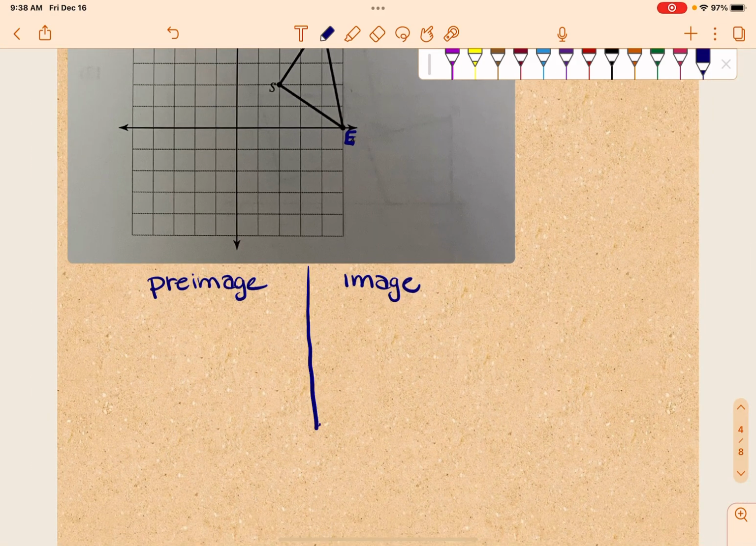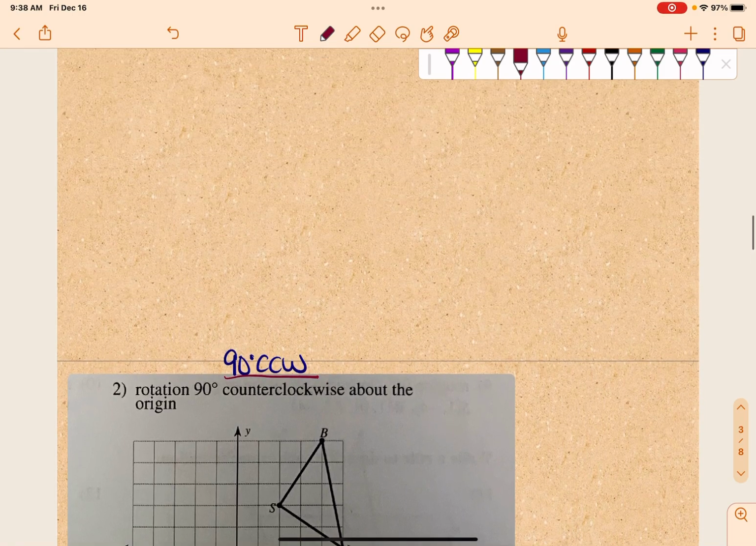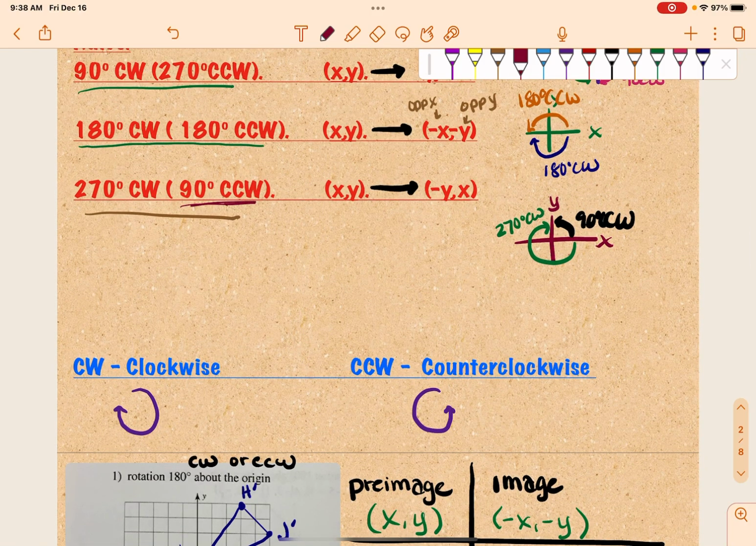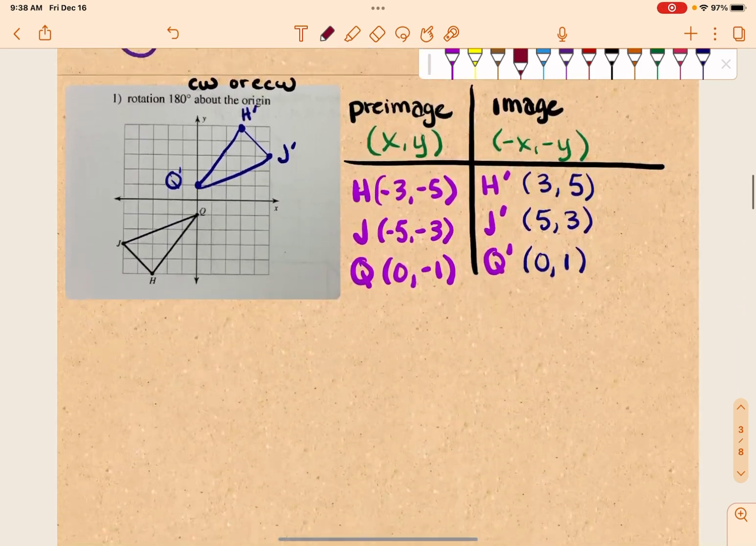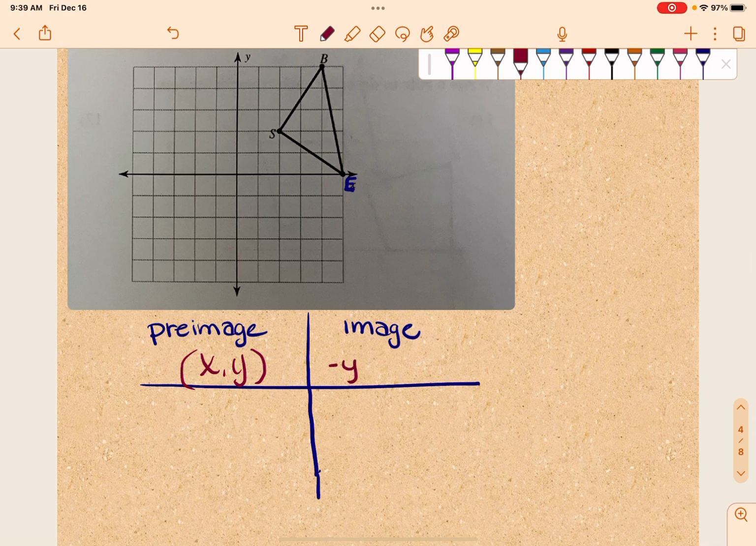Sorry guys, I'm trying to make enough room for myself to write here. Now, I know it's going to start out X, Y, it always does, but let's go back to our list and get 90 degrees counterclockwise. Okay, so 90 degrees counterclockwise is going to go to -y, X. So -y, X. And I have B, E, and S.